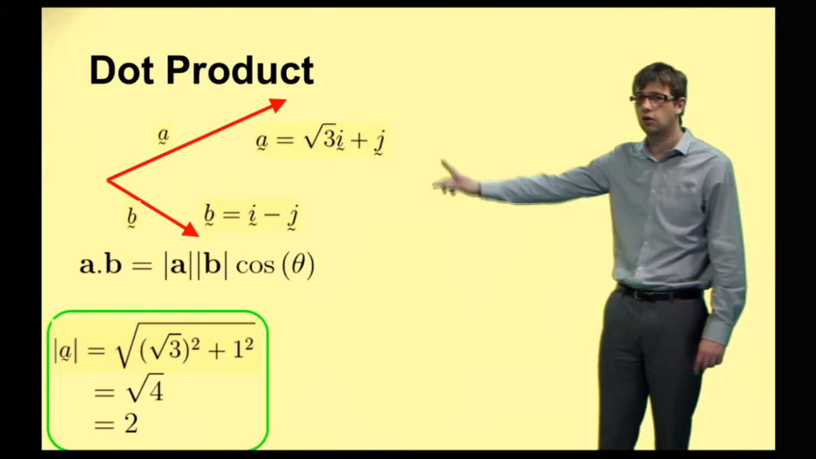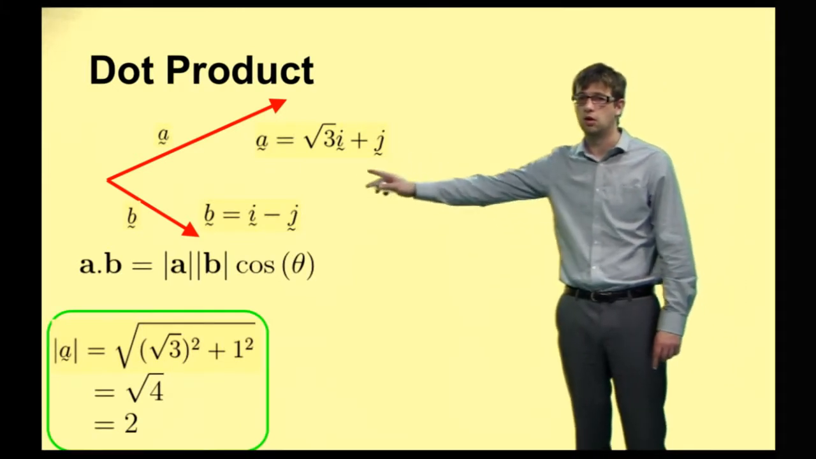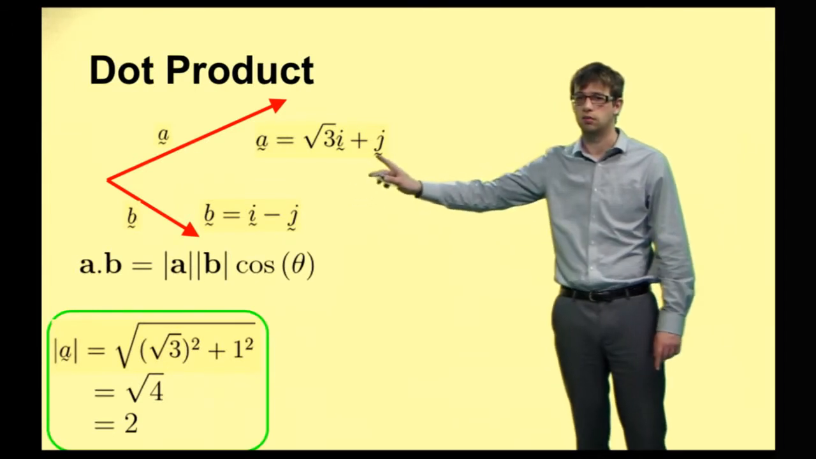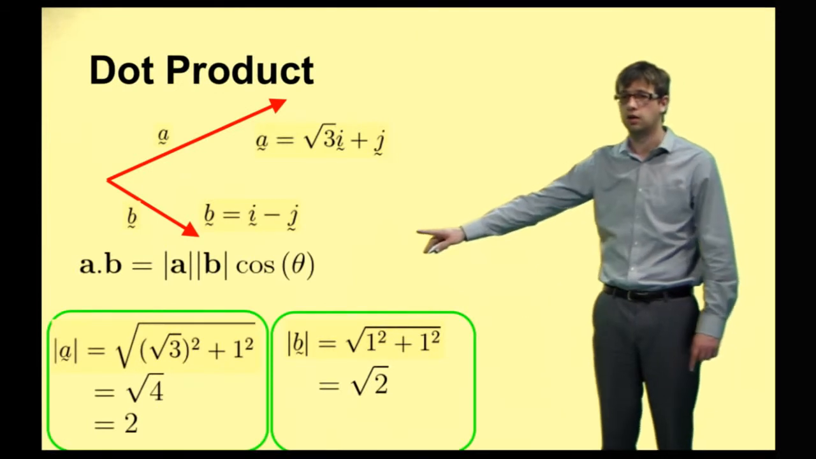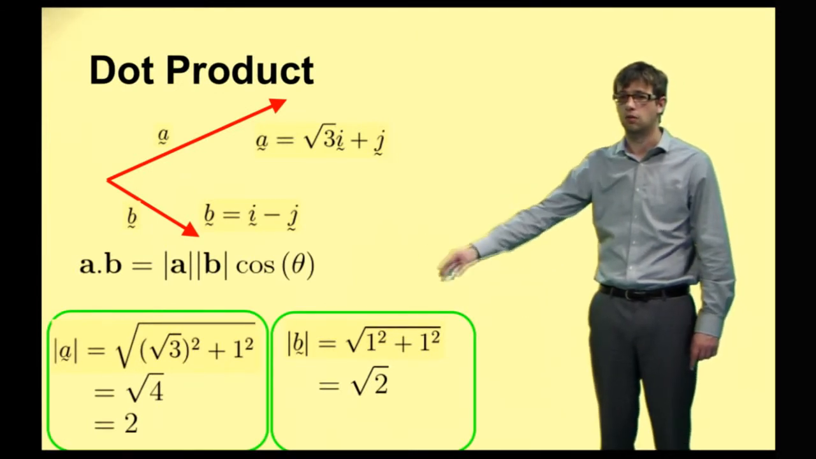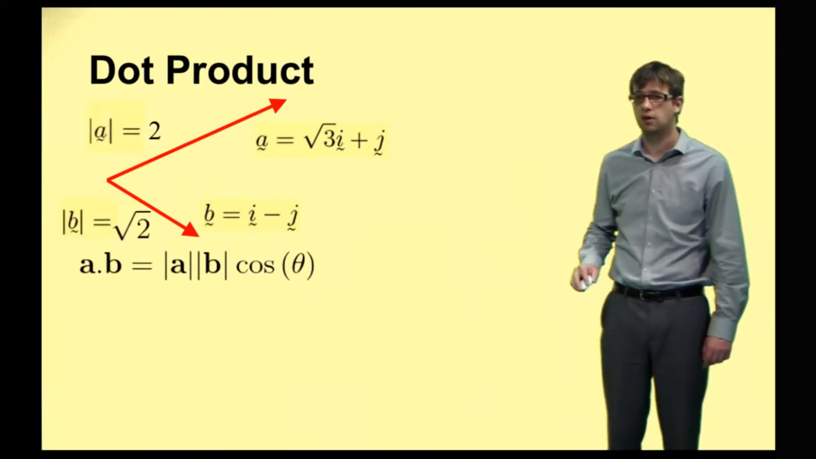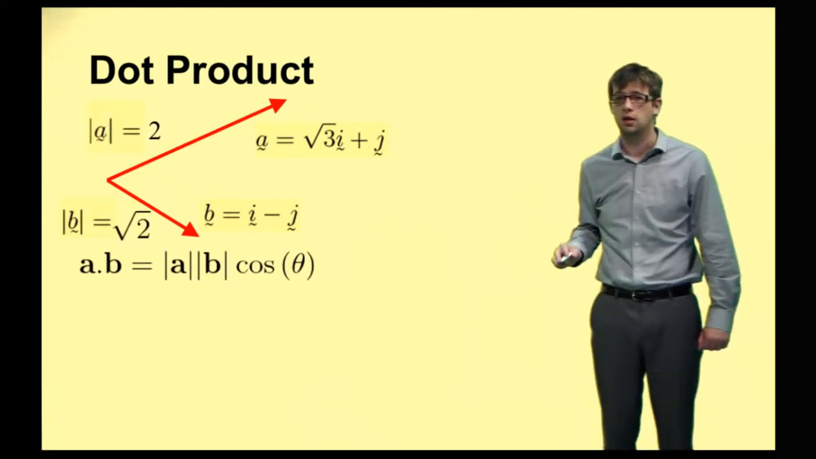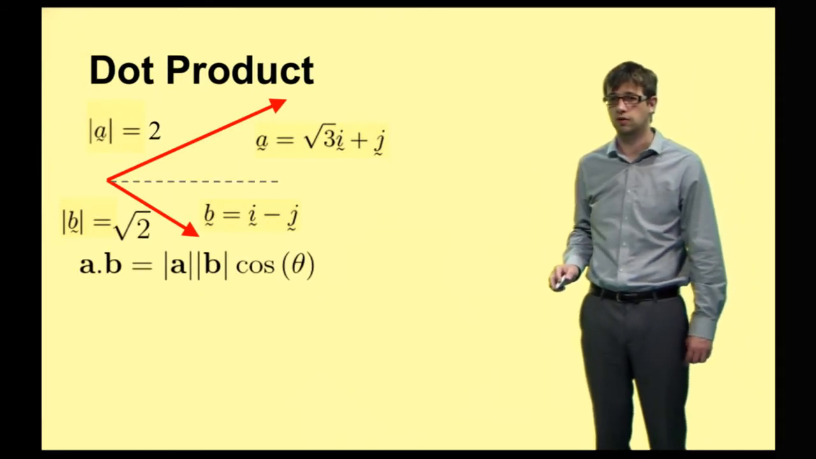So to find the magnitude of vector A, we just sum the square of the components here. So root 3 squared plus 1 squared, take the square root, we get 2. And the magnitude of B is 1 squared plus 1 squared equals root 2. So once we have those magnitudes, I've put them up there. Once we have them, we need to find the angle between the two vectors.